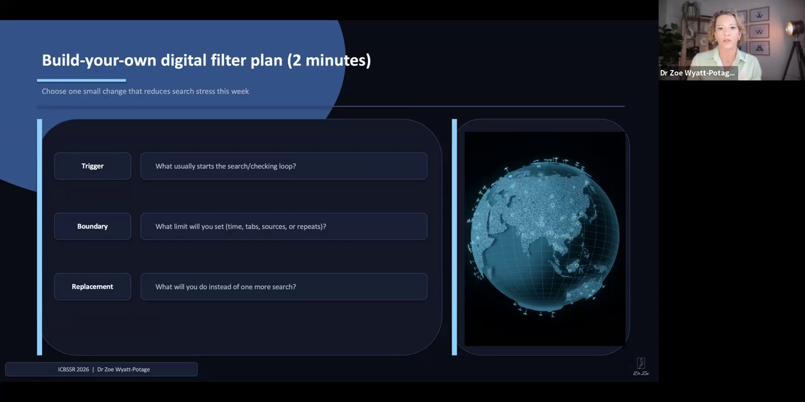What starts the search or checking loop? Is there a particular trigger? Some of you might have identified doom scrolling tendencies or particular content that you see online that can be quite triggering. What kind of boundary and or guardrail can you set that's suitable for you? And then what do you do instead of one more search?